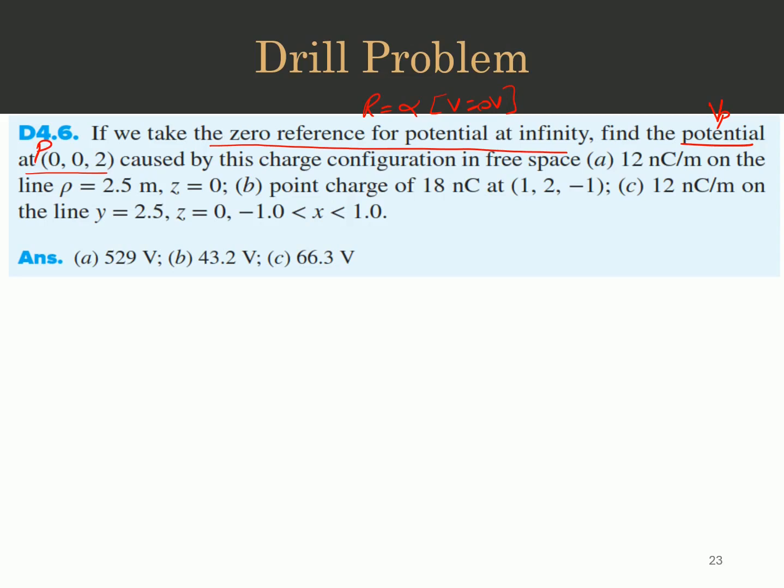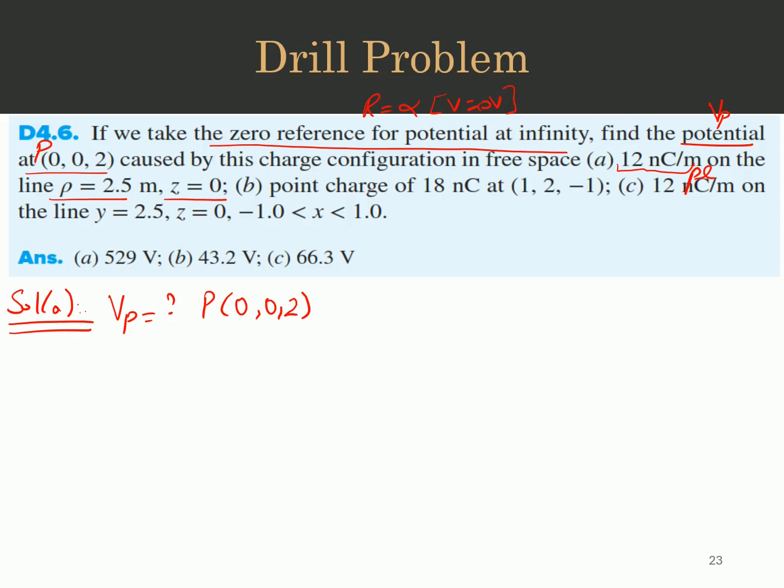It is in free space. The first is that we are given a value of 2 nanocoulomb per meter. So this is rho L, and the rho is at 2.5 meter and z is equal to 0. So the first example is basically talking about the radial distance of 2.5 and z is equal to 0, and the y-axis is not given. So let us see what we can do with the first part. In the first part, we need to find V of P, the potential at P when P is located at 0, 0, and 2.